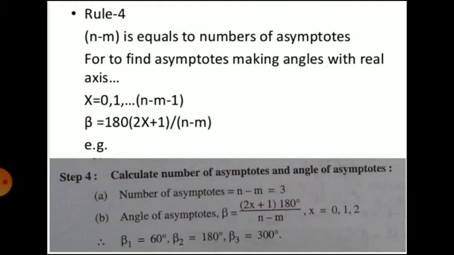So for x equal to 0 you will get the value of beta 1 equal to 60 degree. For x equal to 1 you will get the value of beta 2 equal to 180 degree, and for x equal to 2 you will get the value of beta 3 equal to 300 degree.